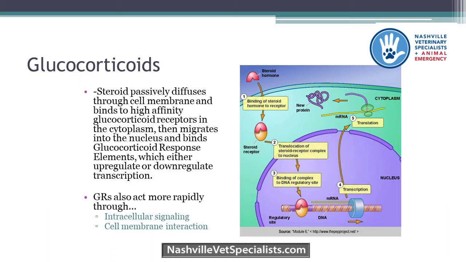And then there's actual migration of that full complex into the nucleus, where it's going to bind to the glucocorticoid response element, which is the part before the area of DNA that needs to be transcribed and then translated. But the steroid can actually either upregulate or downregulate that process. So you're either making more proteins for a certain process, or you're preventing them from being made. And steroids can do everything, essentially. That's kind of the long road of what they do. There's actually pretty immediate effects from glucocorticoids as well, through intracellular signaling as well as a cell membrane interaction. And I won't go into details of that because it's really not fun.